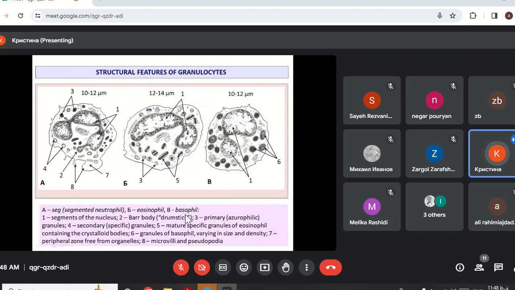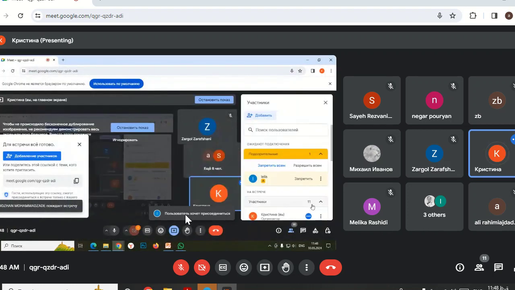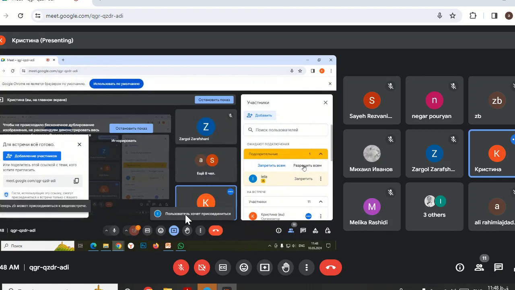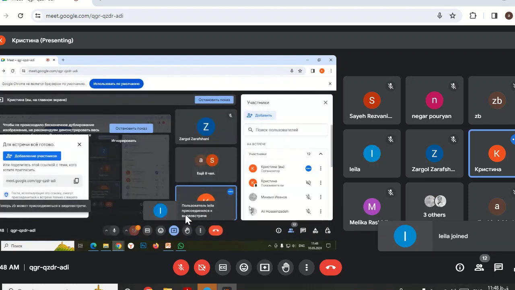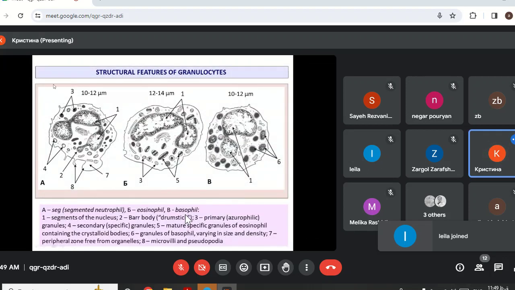Here you can see the ultrastructure of granulocytes. You should be able to distinguish between different cell types according to their internal morphology. So here you can see the structural features of granulocytes. All granulocytes have the same features. They all have segmented nuclei and specific granules in the cytoplasm.